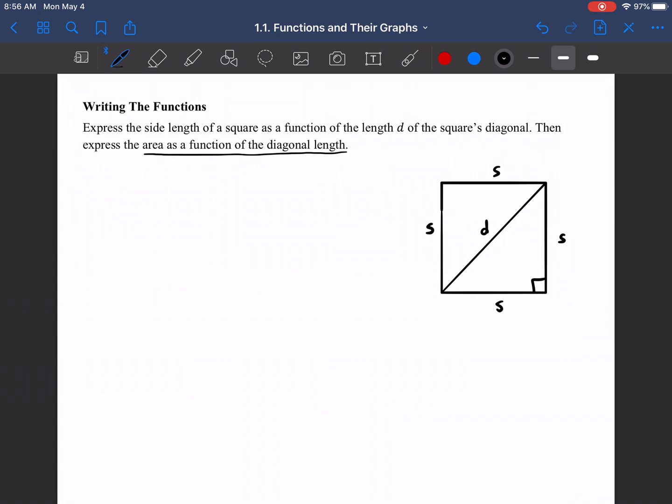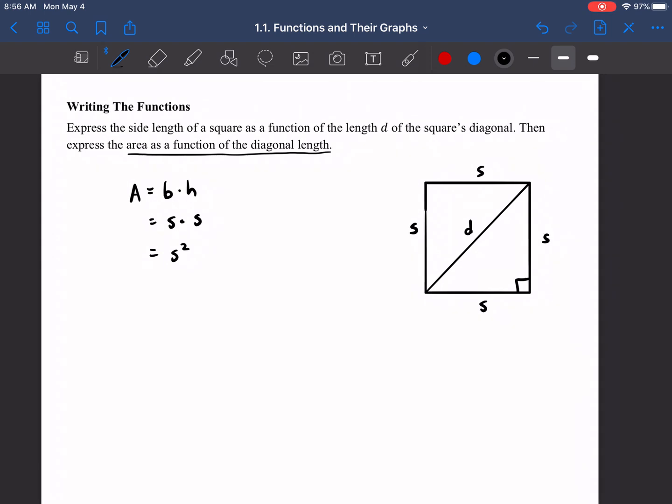All right, now we know how to do the area of a rectangle. Squares are actually rectangles, so we just do the base times the height. In this case, the base is s, the height is s, and so we're just doing s squared. Now, we need to figure out a way to get this in terms of d instead of s. We want it in terms of this d right here instead of s.